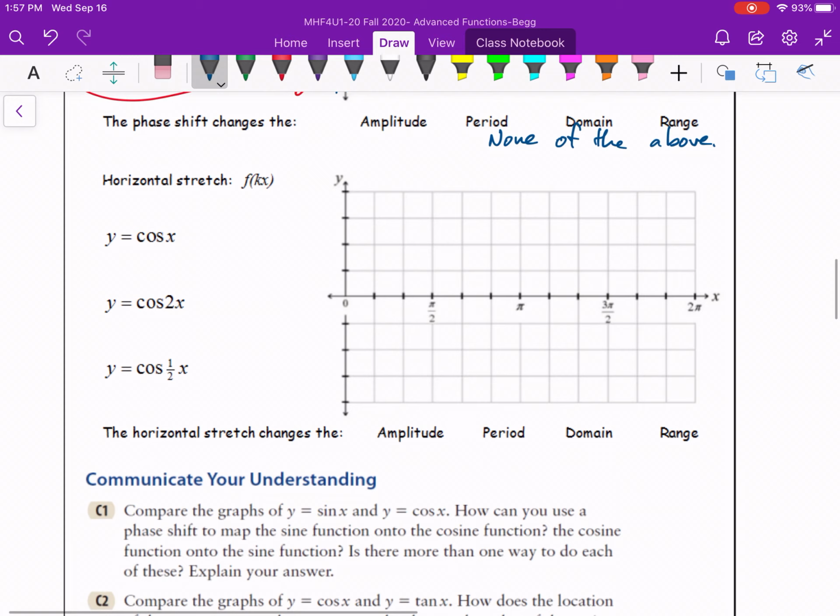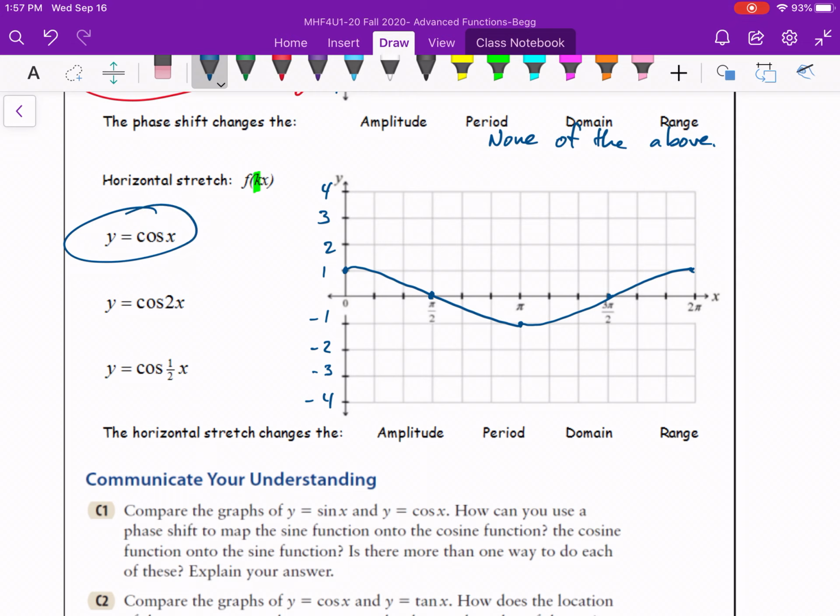The last one is the k value, the horizontal stretch. We find that inside a function, and that will make things either stretched or compressed horizontally. It could also reflect it in the y-axis. Let's start with our basic cos graph again. Okay, there's my 5 points. There's me connecting the dots. There's cosine, the parent function. This one, because of where that 2 is, that makes it a k value.